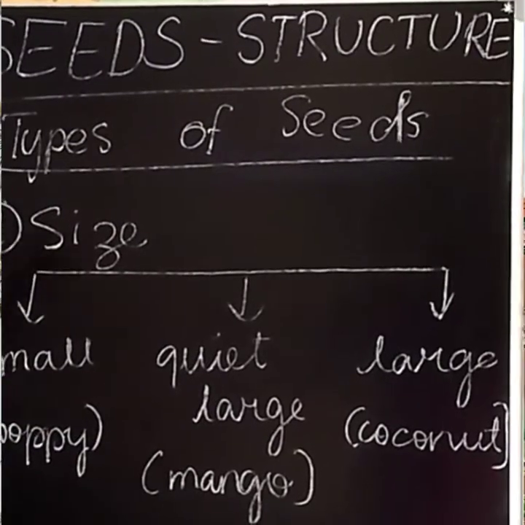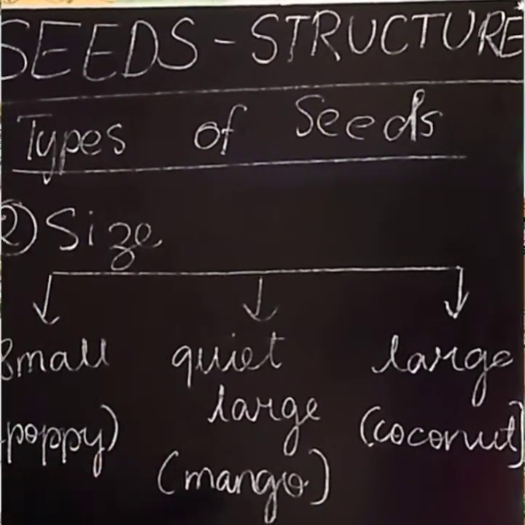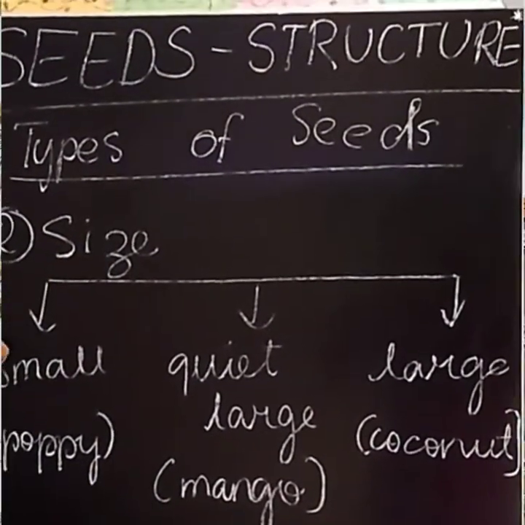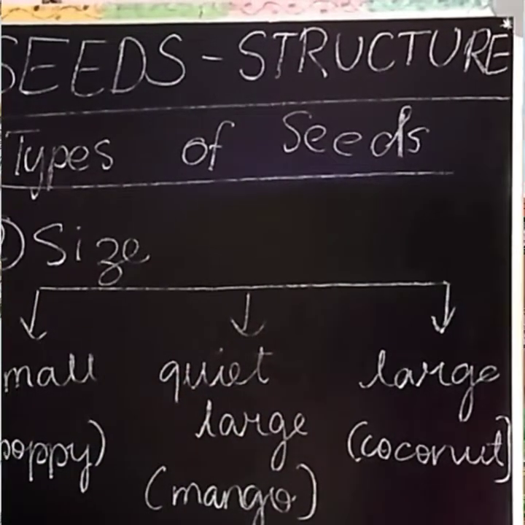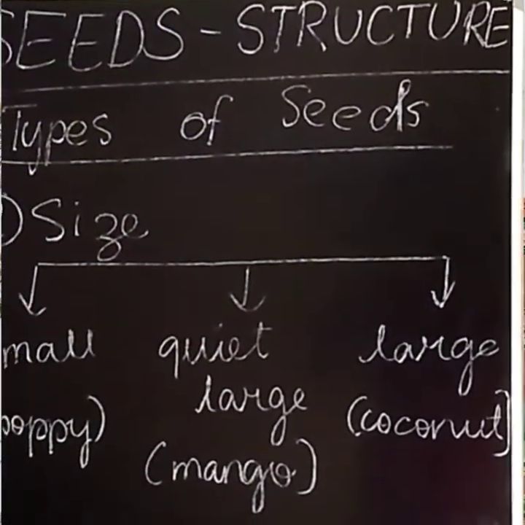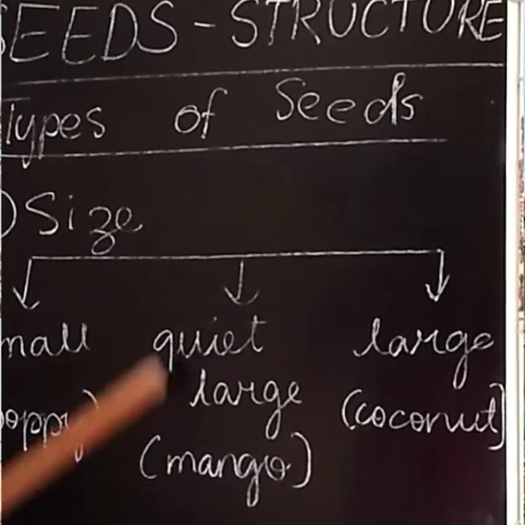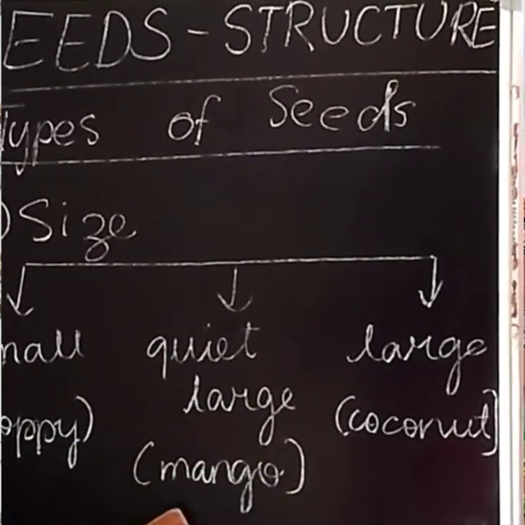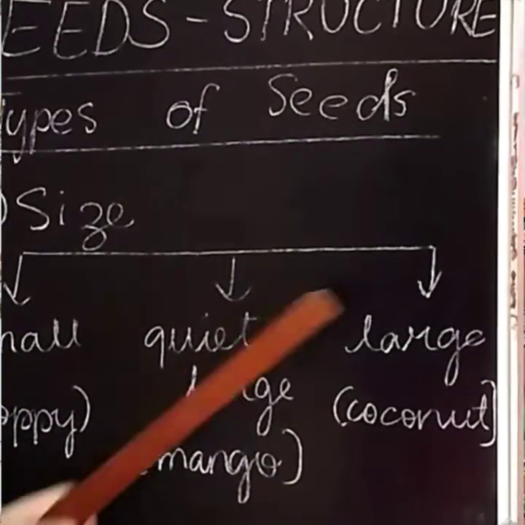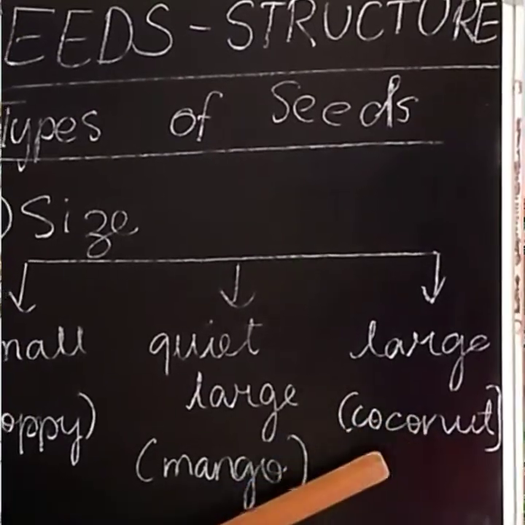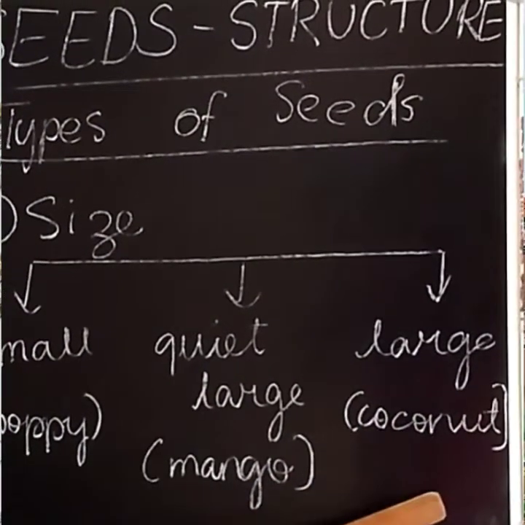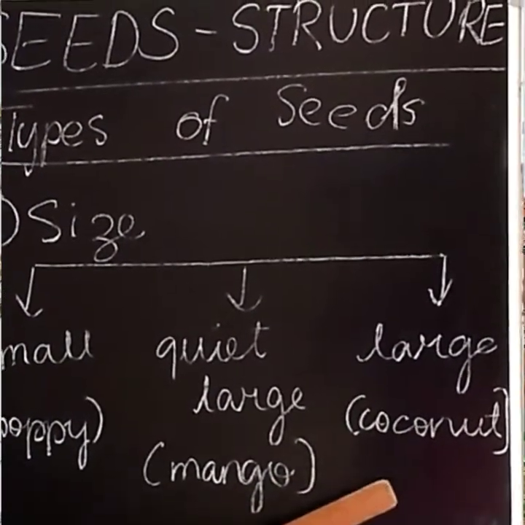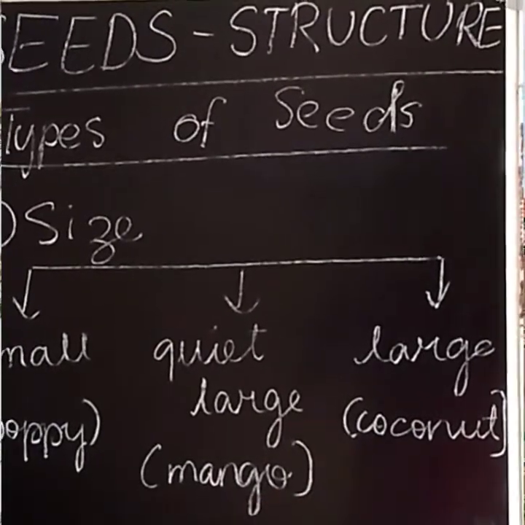The second way is to differentiate by size. There are three types: small, quite large and large. Small example is poppy. Quite large example is mango seed. Large example is coconut. In coconut there is no separate seed. Coconut itself is a seed, so it is considered as large.